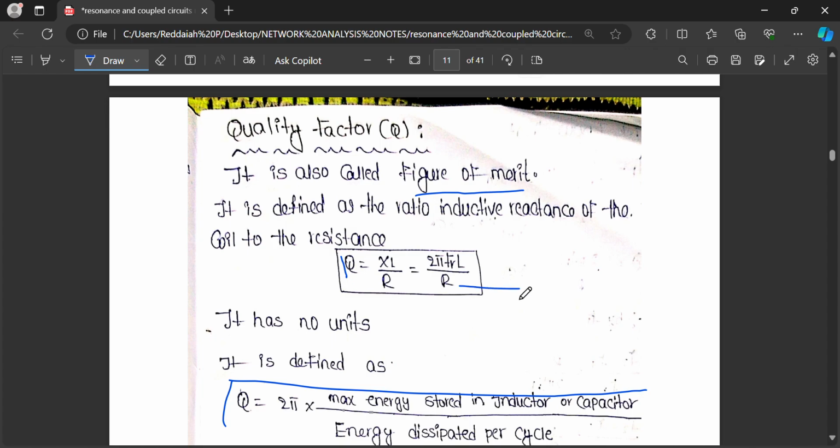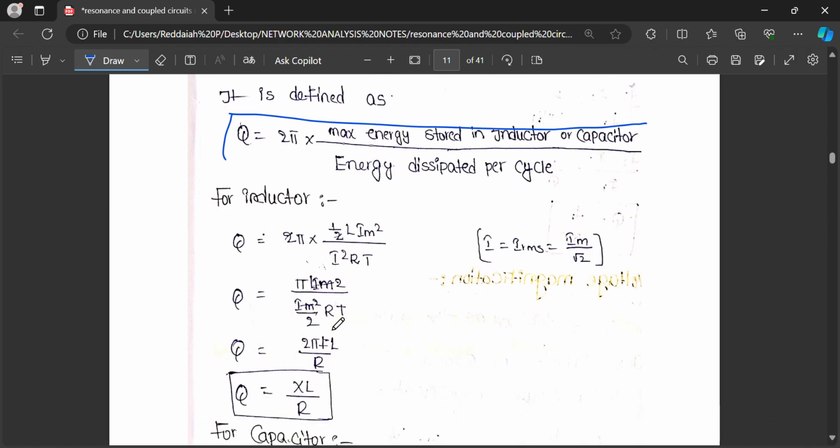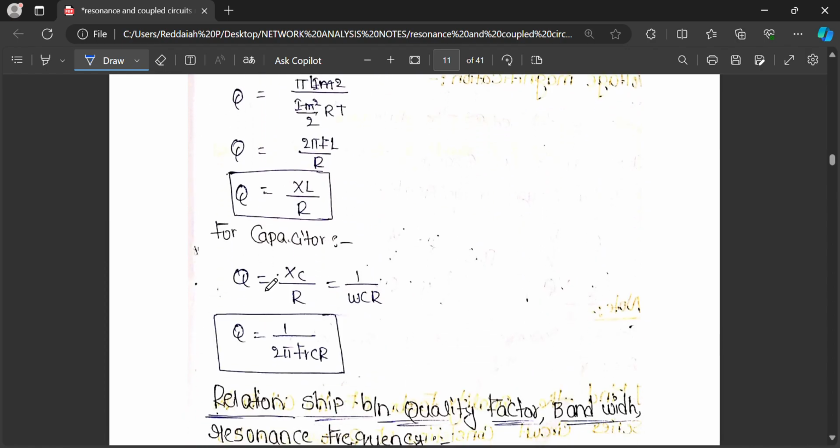Energy will be dissipated in the resistor, and energy will be stored in the inductor. Quality factor is 2 pi into energy stored divided by energy dissipated. Quality factor is the figure of merit of a coil. For an inductor, what is the quality factor? Q equal to XL by R. For a capacitor, what is the quality factor? XC by R. This formula you have to remember.